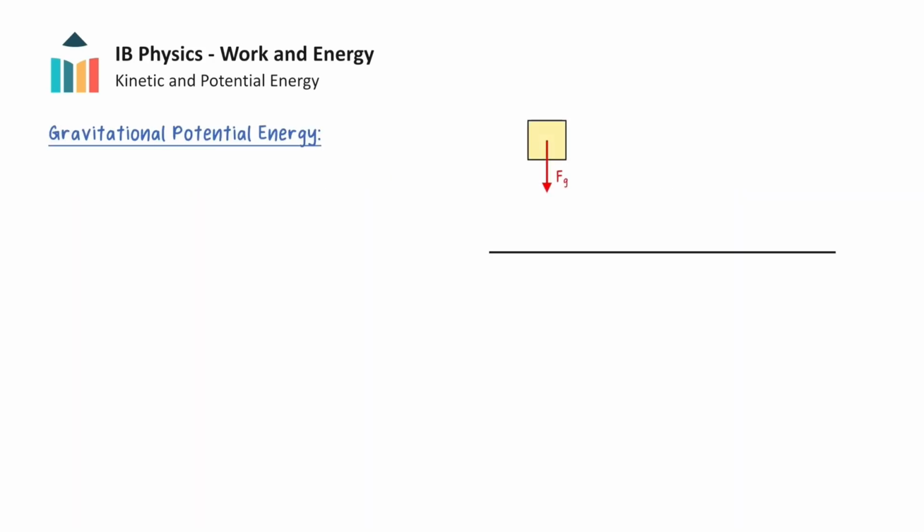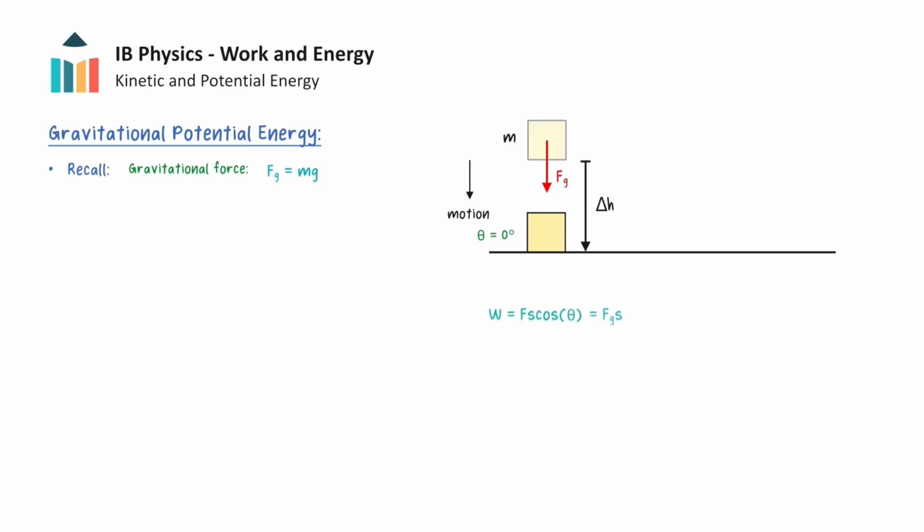Now let's consider the work done by the gravitational force. Recall that the gravitational force on an object is given by its mass multiplied by the acceleration of freefall. If we have an object with mass m and we let it fall downwards by a vertical height delta h, the gravitational force and the displacement act in the same direction. So the equation for work done reduces down to force multiplied by displacement, which is then given by mg multiplied by delta h. The falling object has gained kinetic energy.